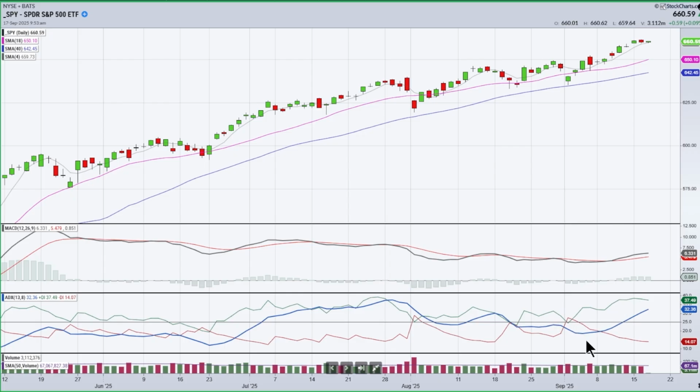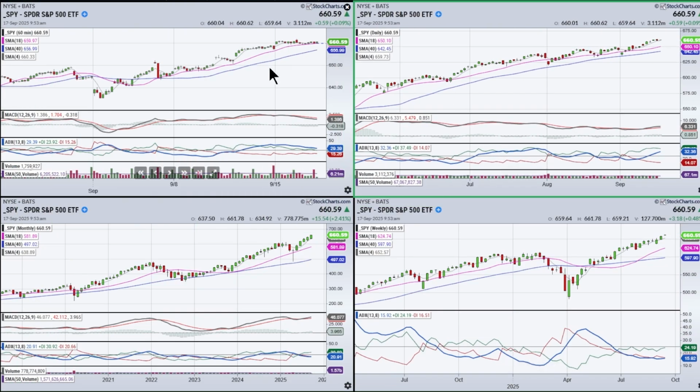Now, again, I don't think this is some powerful signal to buy. What we're using it for is its criteria is basically telling us that as long as we stay above this 18-day line, we have to respect this trend, all right? And that is, I think, the key right now.